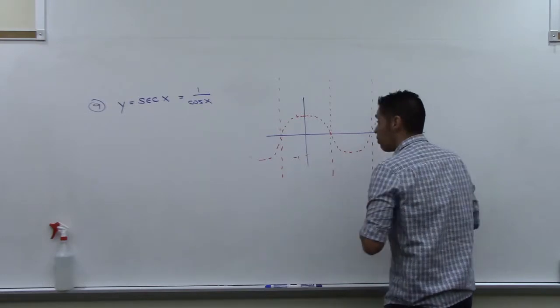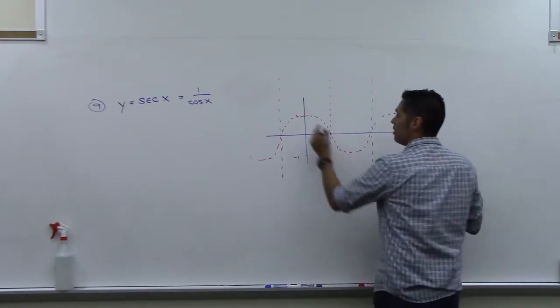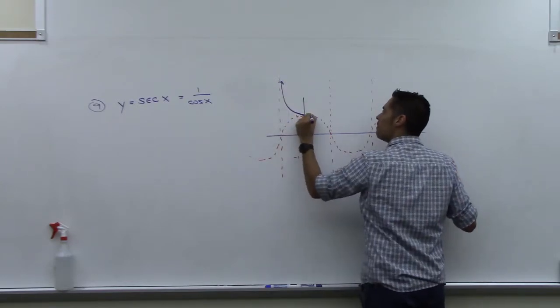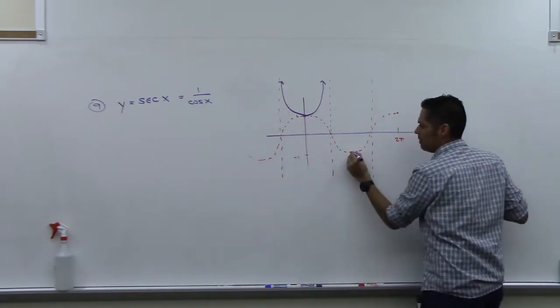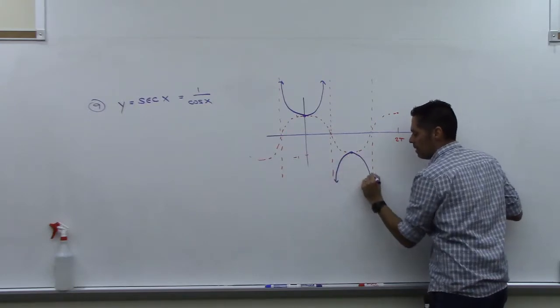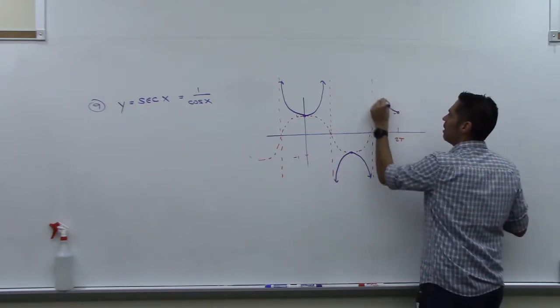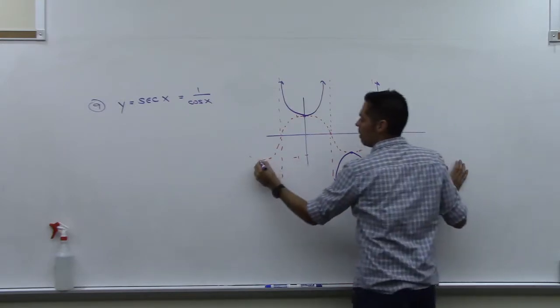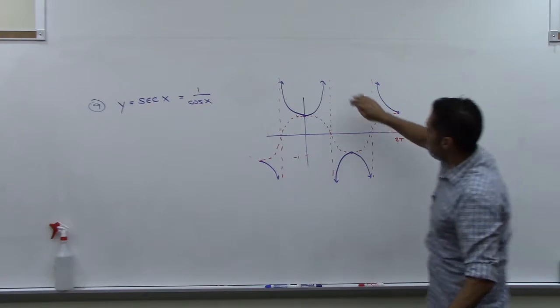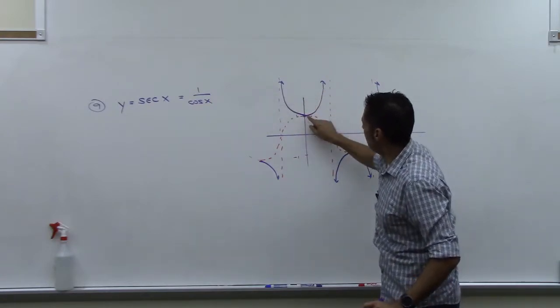And then what we do to draw secant is we go to the top of cosine here, and we draw almost like a little parabola. Then we go to the bottom of the cosine function there, and we draw almost like a little parabola. And then this one over here would go like this and come on this side, and we'd have another one over here going like that and like that. But what we want to know is the y-intercept. So it looks like it hits the y-axis at 1.